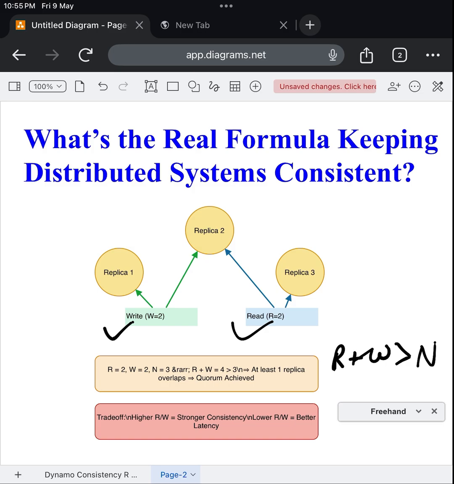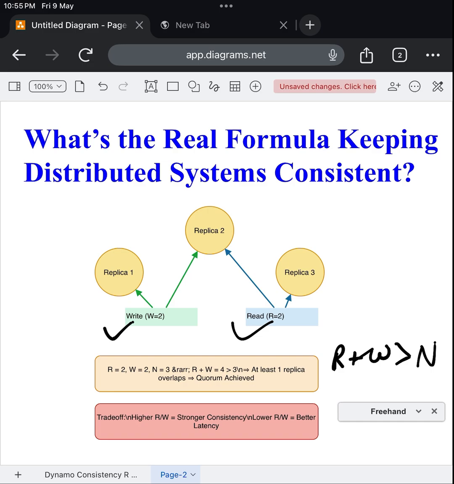But there's a trade-off. The more replicas you wait on, the slower your reads and writes become. If you set W equals N and R equals N, you'll get the strongest possible consistency, but also the highest latency. That's why systems like Dynamo let you tune these values based on your priorities: speed, availability, or consistency.